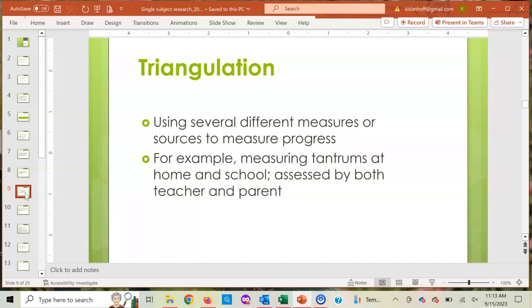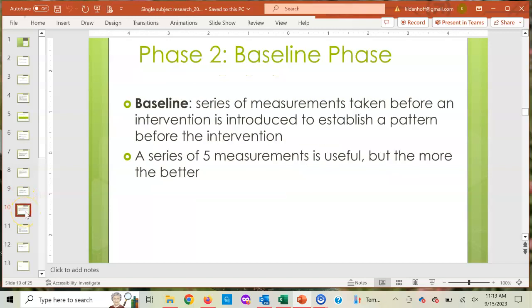If you want to triangulate, you could use different measurements or different people getting that. Does it seem to only happen at school, not at home? What's different about school? If it's happening in both places, what's maybe leading up to the tantrum? Is it because they're redirected or they aren't able to release energy in another way? What's happening here? And thinking through those sources of information.